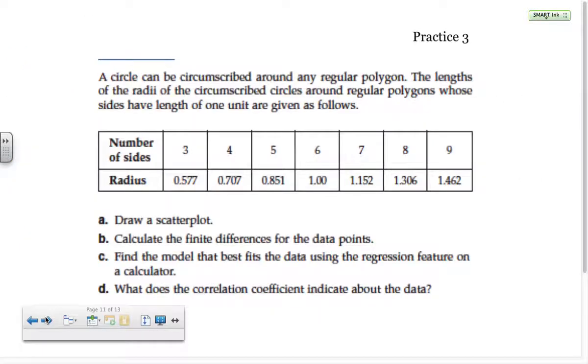Okay. Here's a problem for you to try on your own. It asks you to draw the scatter plot. You can do it on your graphing calculator and then just do a rough picture in your notes.